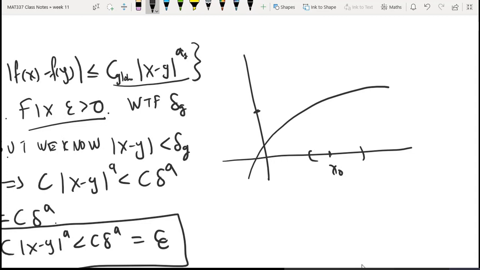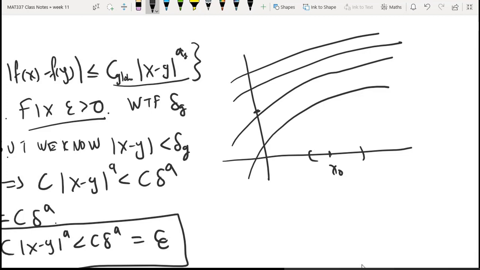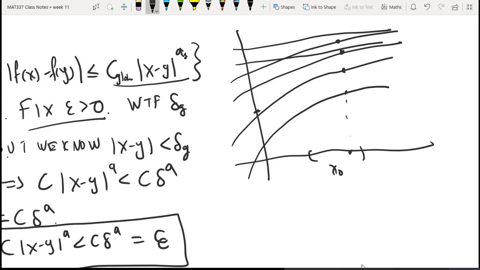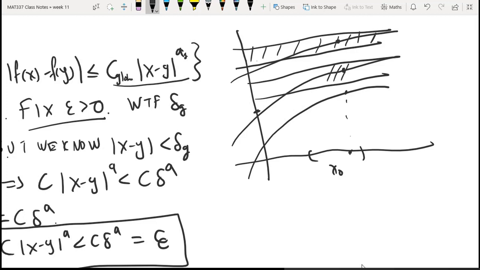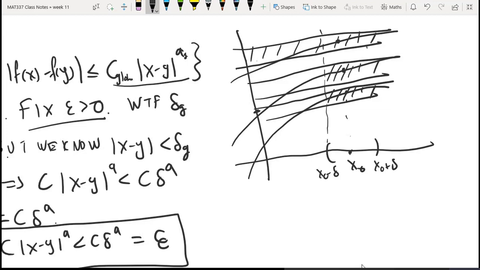So if you draw, what it says is that you can take the same tubular neighborhood, they're too close. You can take the same tubular neighborhood, same size, around them for this delta ball. So let me put it here. So same delta. You can have the same epsilon neighborhood.